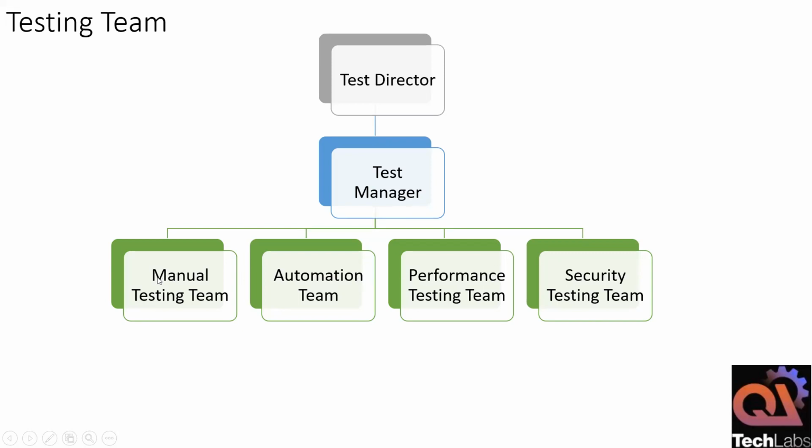How do you remember? MAPS. Manual, automation, performance, security. Okay, we are not worried about automation now. We are not worried about performance. We are not worried about security. We are talking here about manual testing team. Our goal is to get a job in manual testing.